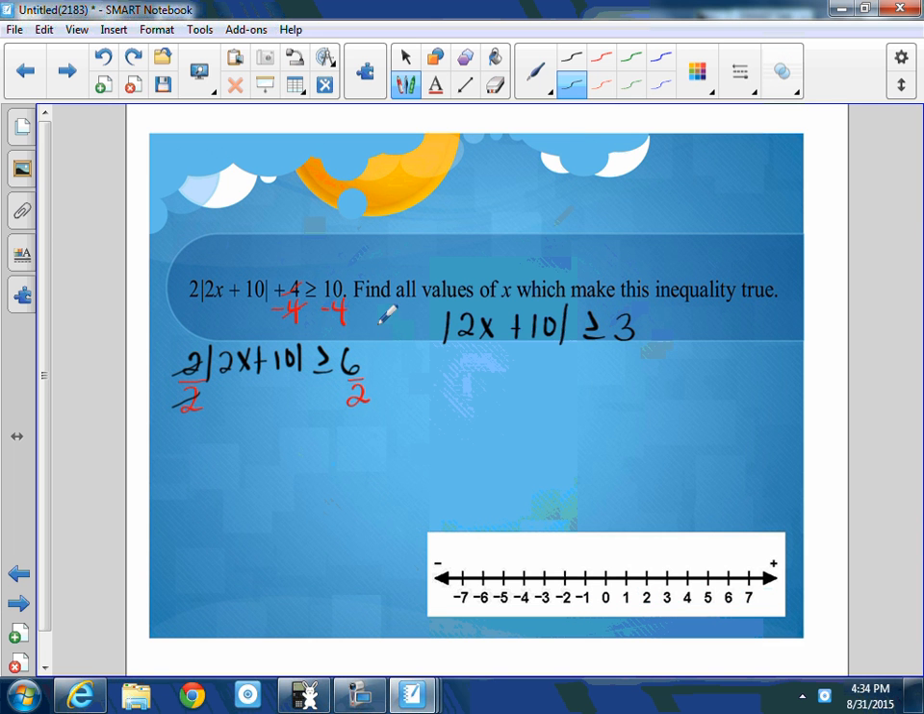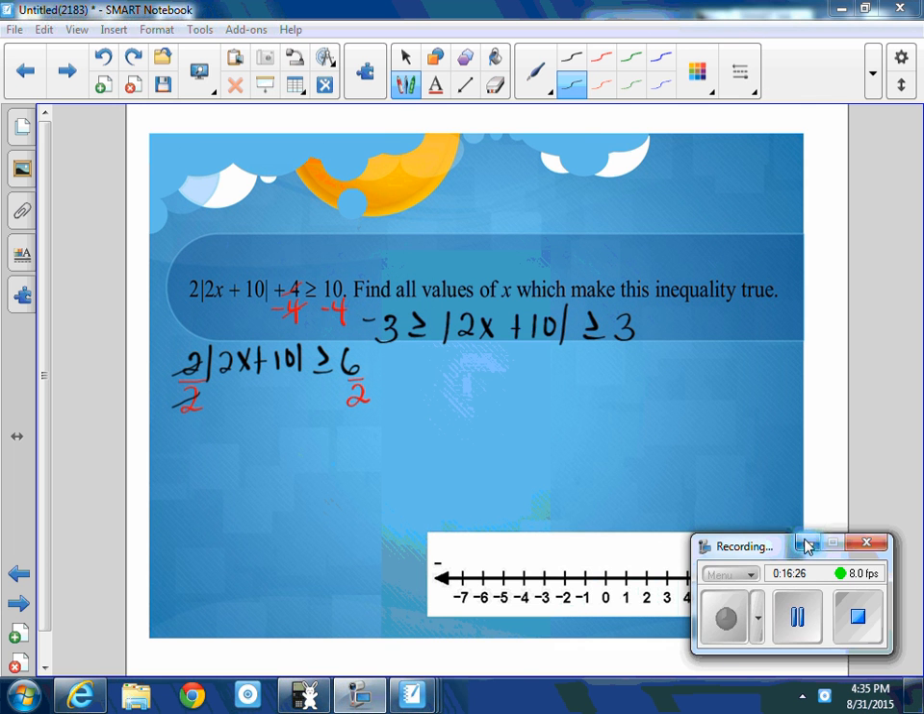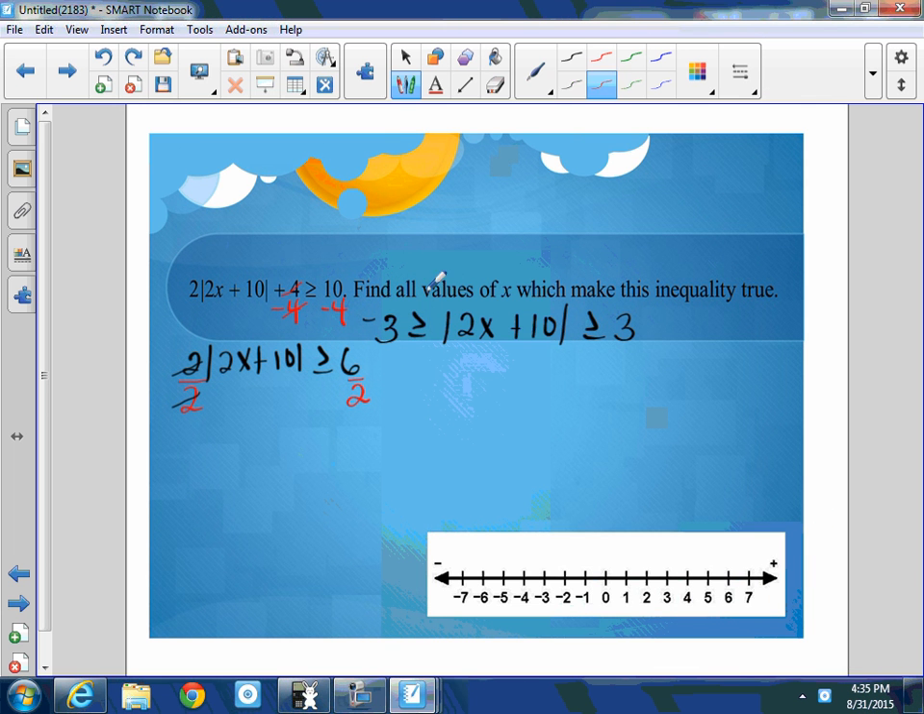All right, so I'm going to put that 3 in the front as a negative 3. And then that has to be greater than, that's a negative, I'm sorry, that has to be negative 3. All right, so let's go ahead and copy the first inequality, which is this one right here: negative 3 greater than or equal to 2x plus 10. Let's go ahead and copy the second one, which is 2x plus 10 greater than or equal to 3.